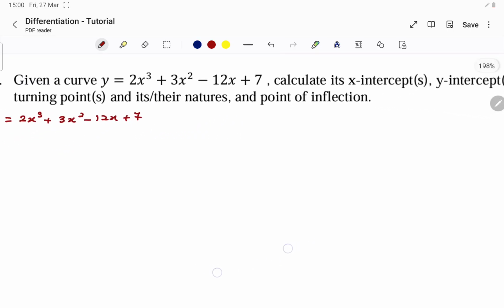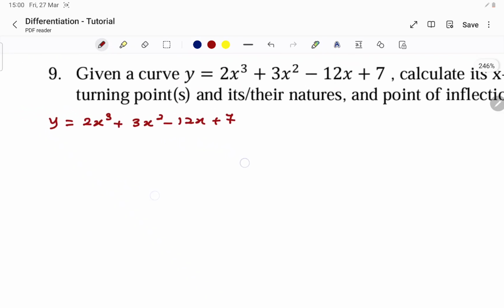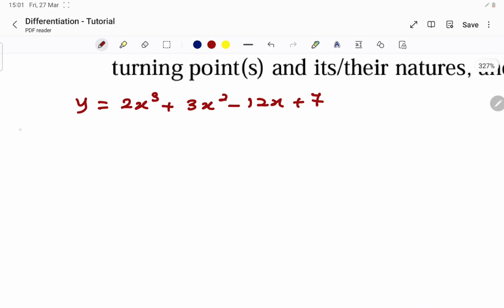They said calculate the x-intercept, y-intercept, and turning point and its nature, and the point of inflection. They ask everything that they can ask. So they ask x-intercept and y-intercept, so find the x-intercept and y-intercept first.